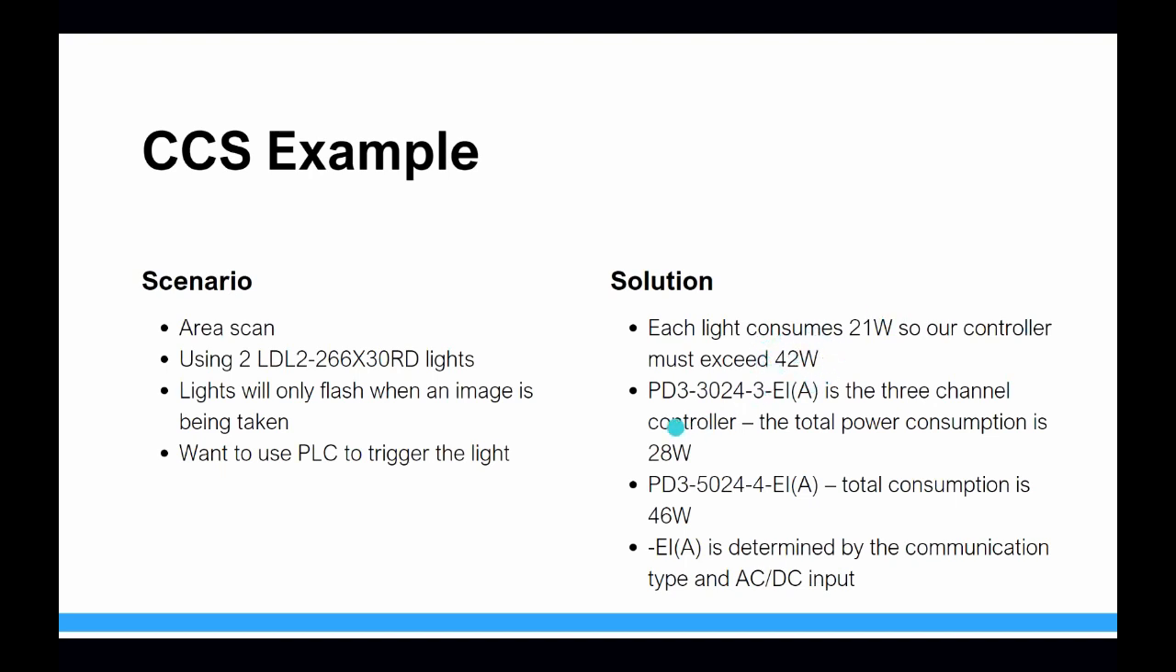Number of channels is important, but it's not the only thing to consider. For example, the PD3 30243 has 3 channels. We only need 2, but the total power consumption is 28 watts, so it actually wouldn't be powerful enough. So we step up to the PD3 50244, which has 46 watts, which is plenty for our 2 lights. And then the rest of the part number is determined by the communication you want or the AC/DC input.